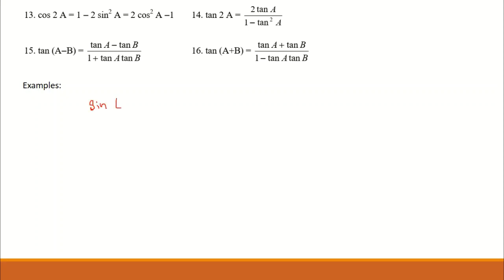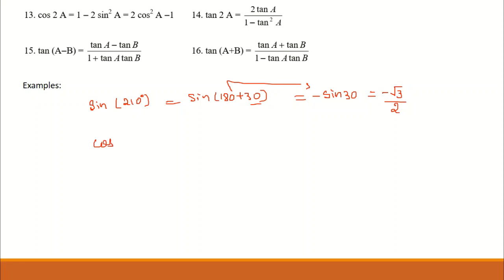If I want to calculate sine 210 degree, then I can write it as sine 180 plus 30 degree, and this 180 is a horizontal line. So if it is a horizontal line, the function won't change, so it will become sine 30 degree itself, but as it is the third quadrant it will become negative, so the answer will be minus sine 30 degree. The value will be minus root 3 by 2.